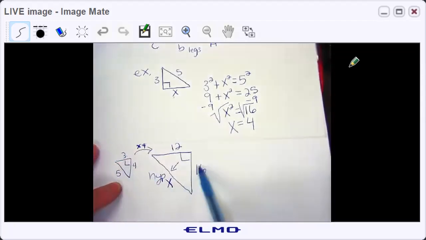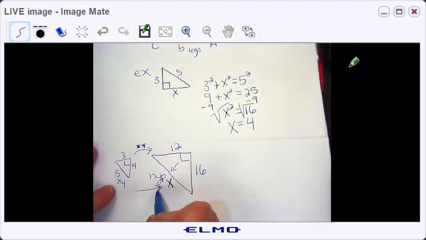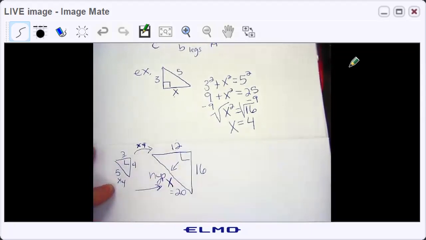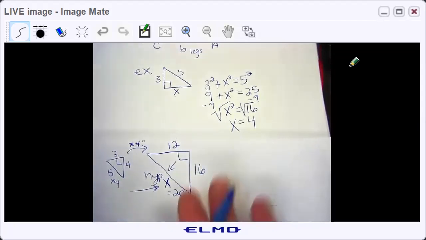And 4 times 4 is 16. Well, that means that 5 times 4 is going to be my answer of 20. And you really do not even have to work the Pythagorean theorem if you use this 3, 4, 5 triangle. There are some other ones.